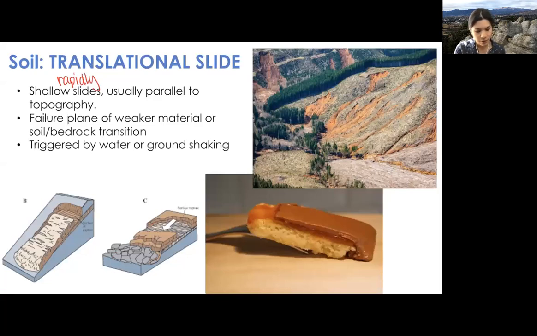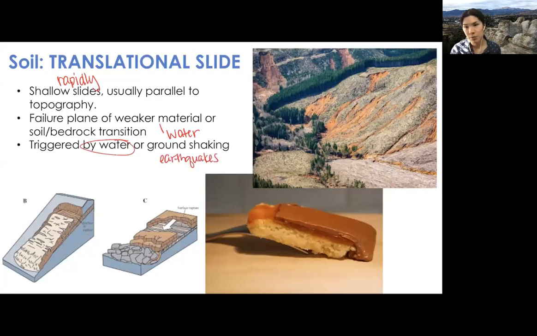These tend to occur through a failure of the soil on top of some weaker material, and so often this has to do with water. You have a large rain event, that water penetrates into the soil and forms a weak layer. It lubricates the soil, and it may cause some sliding of that topsoil layer in a translational slide. So these can be triggered by water. We also see them associated with earthquakes.